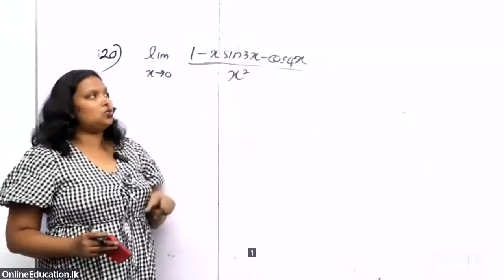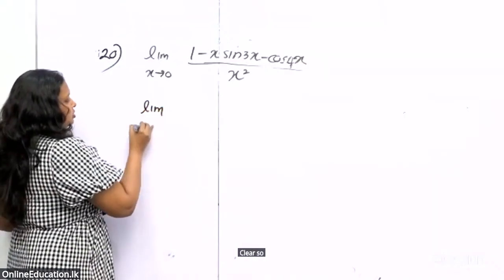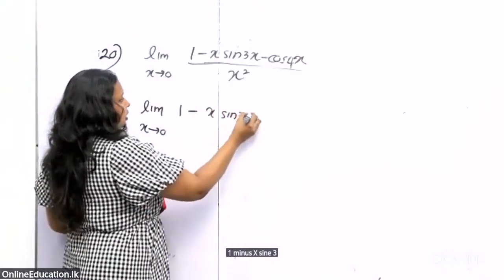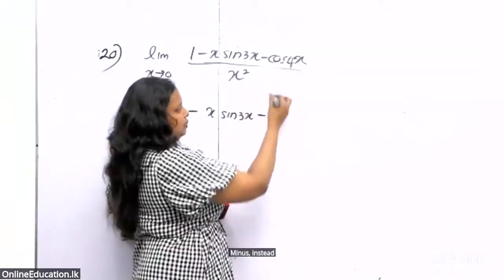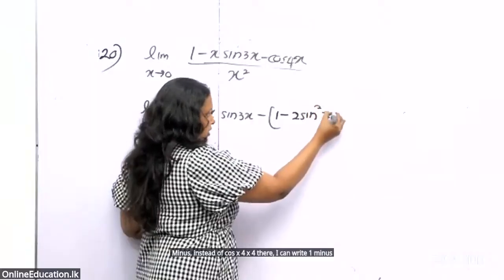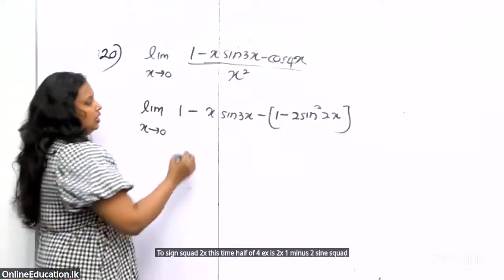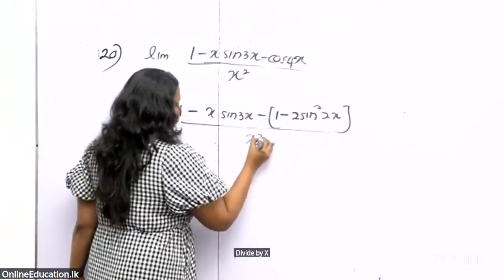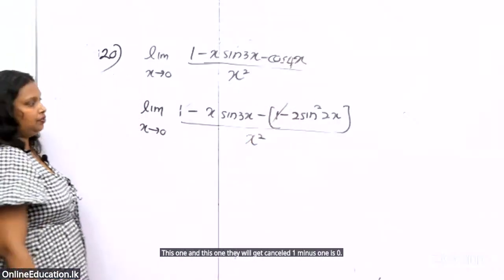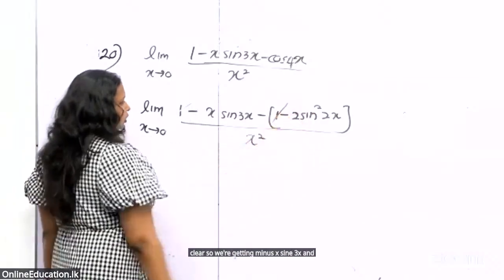1 minus 2 sin squared 2x. Clear? So 1 minus x sin 3x minus, instead of cos 4x there, I can write 1 minus 2 sin squared 2x this time. Half of 4x is 2x. Divide by x squared. This 1 and this 1 will get cancelled. 1 minus 1 is 0. Clear? So we get minus x sin 3x and this plus 2 sin squared 2x.